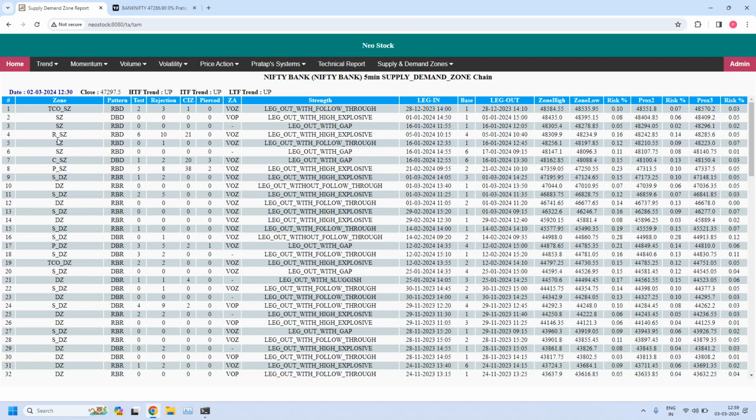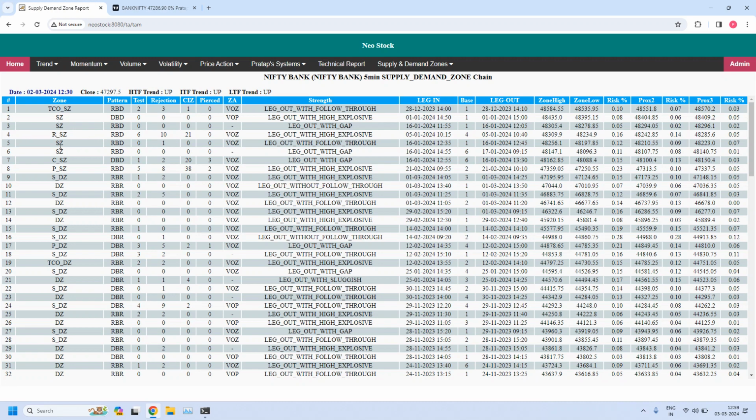We have a supply zone. The immediate high liquidity, so we have only one high liquidity supply zone available from the 5 minutes point of view. That is the 4th one. It has already been tested 6 times with 10 rejections. 21 times price closed inside this zone. So it's holding the prices.